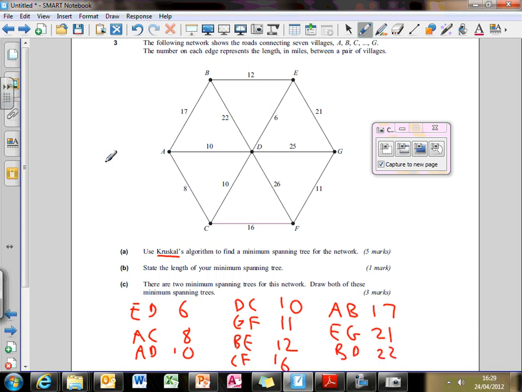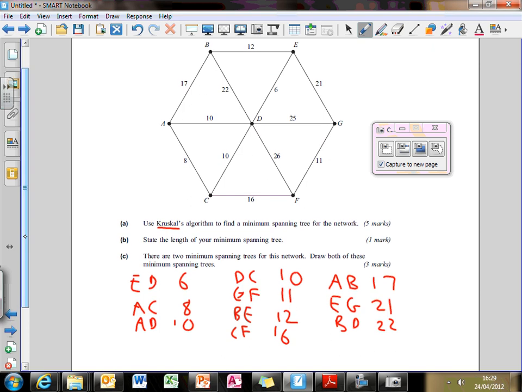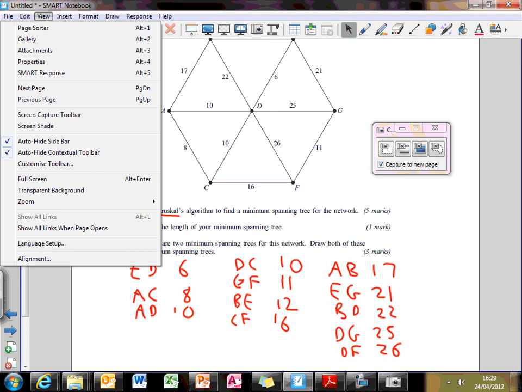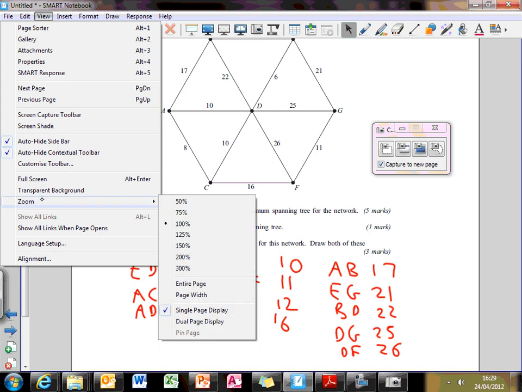What comes after that? We've got D to G, which is 25. And finally, you've got D to F, weighing in at a massive 26. So there they are in ascending order. Right, we're going to add these one by one, building up our minimum spanning tree, ensuring that we do not put in any cycles.